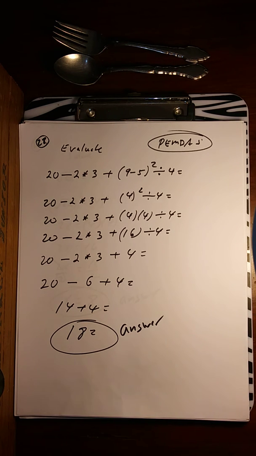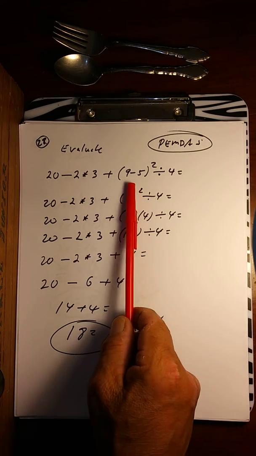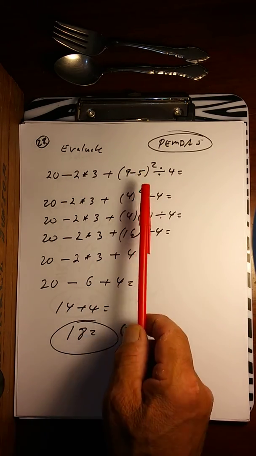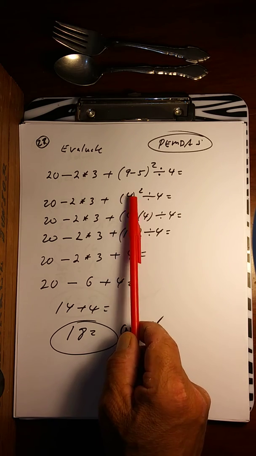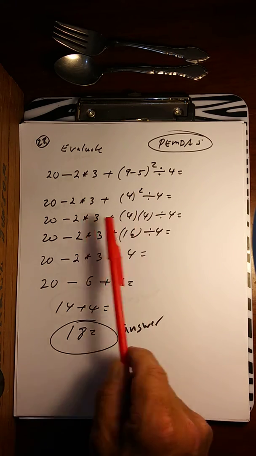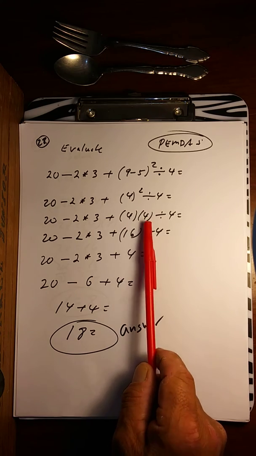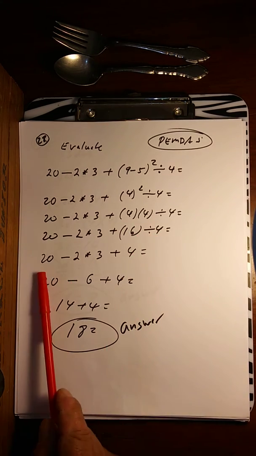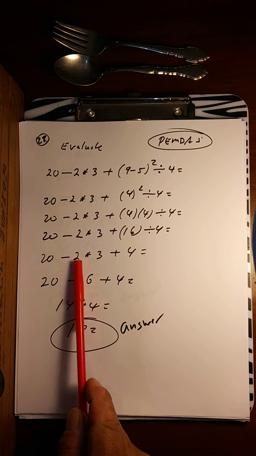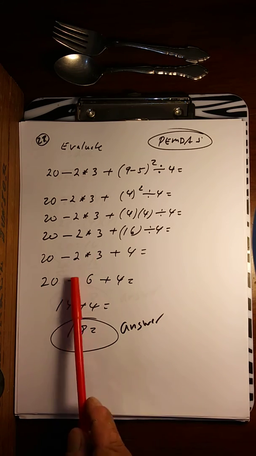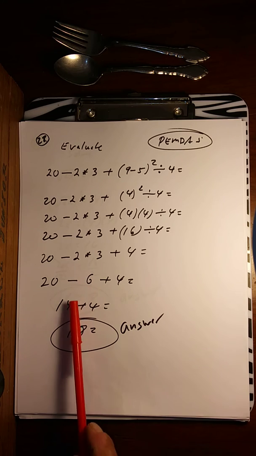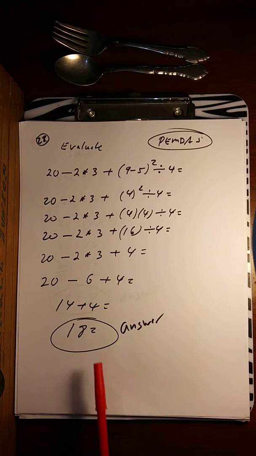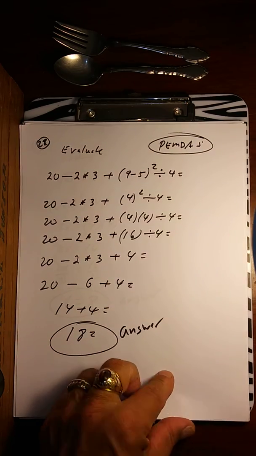Evaluate. Please excuse my dear Aunt Sally: parentheses, exponent, multiply, divide, add, subtract. So we have parentheses stuff. Let's do that first. That right there is going to be 4. And 4 squared means 4 times 4. Copy everything else down. And 4 times 4 is 16 divided by 4. Now parentheses divided by that, so let's do this first. That's a 4. Now we go back. 20 minus 2 times 3. Let's do multiplication. 20 minus 6 plus 4. 20 minus 6 is 14. Plus 4 is 18. Do the order of operations right there.